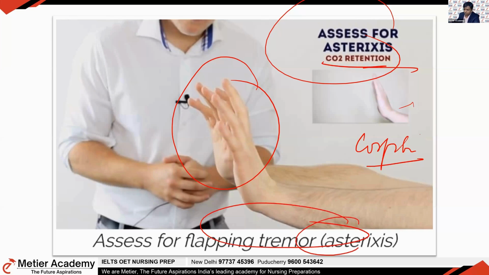Flapping tremor: how do you assess it? If we are holding the hands like this, keep them like this. If you ask me, I will keep them like this. A patient with CO2 retention and such conditions can't hold the position. This is the flapping tremor.